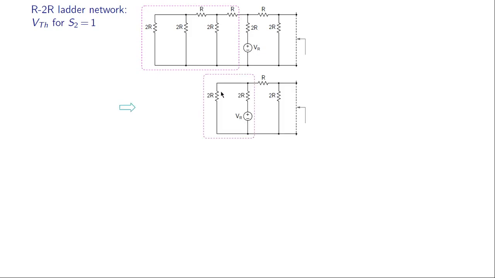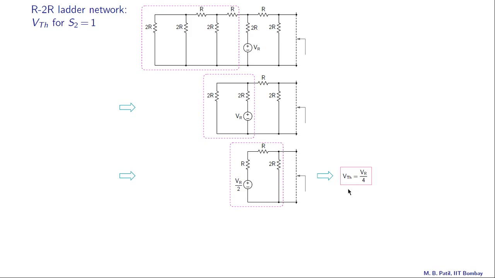And now we can replace this network with RTH equal to R and VTH equal to VR by 2, like that. And finally we can replace this network by RTH equal to R and VTH equal to half of this, that is VR by 4. So that is our VTH as seen from there.